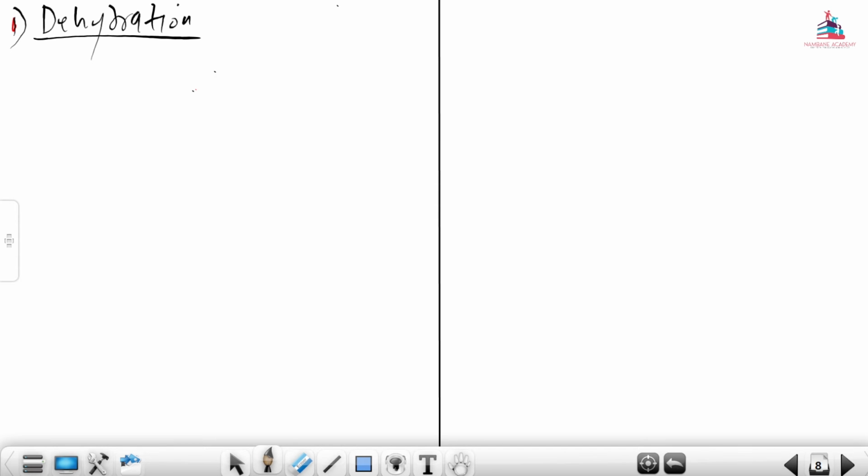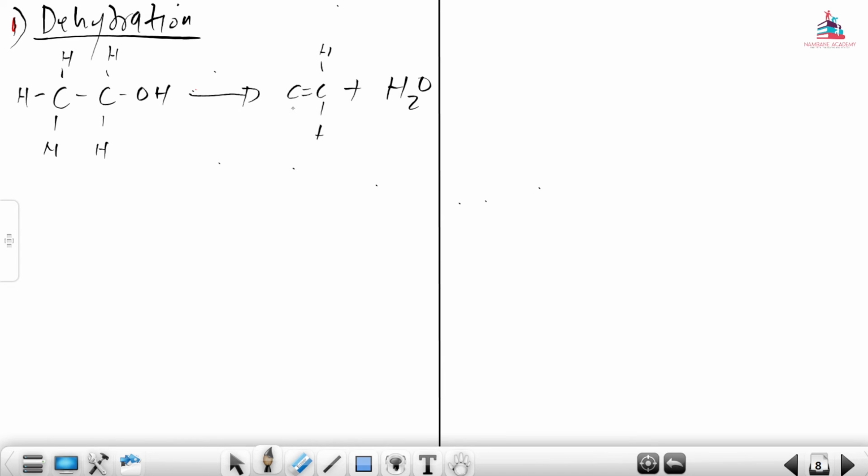So for dehydration to take place, we must start with an alcohol. So alcohol, it's C-OH, and then we move to H2O plus the double bond being formed. The double bond being formed.